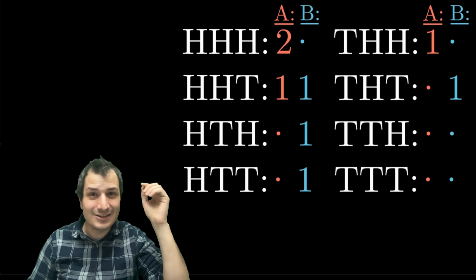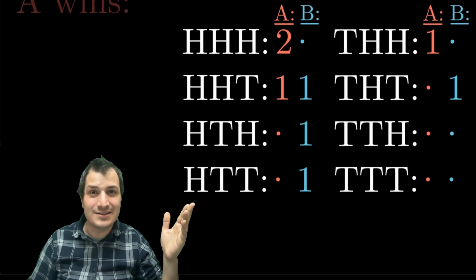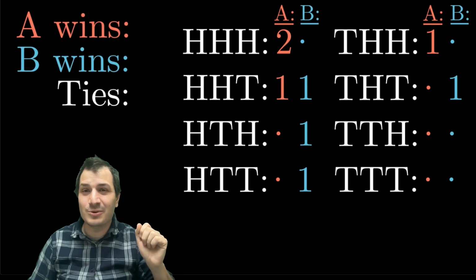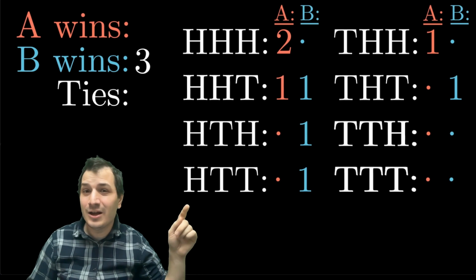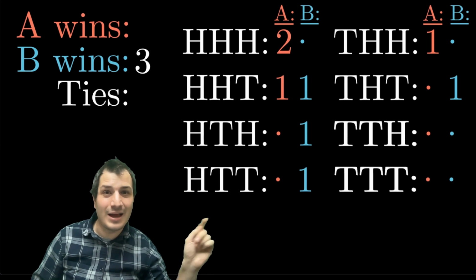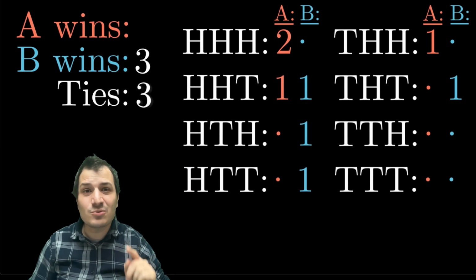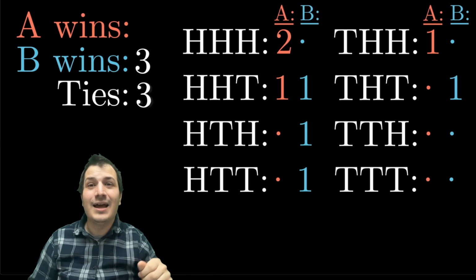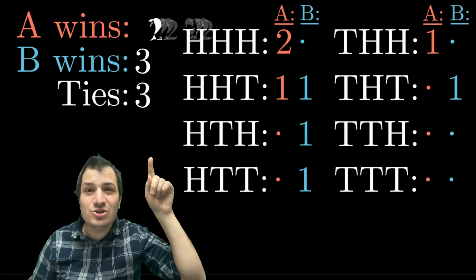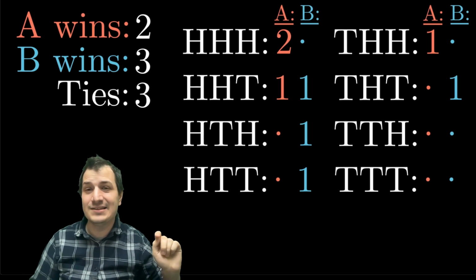So let's take a look at the final tallies here. How often does Alice win? How often does Bob win? And how often is it a tie? Well, there's 3 places where Bob won. Those are all 3 places where Alice scored 0 and Bob scored 1. There's 3 places where there's a tie. 2 of them, they both scored 0, and in one of them, it was 1-1. And last but not least, Alice only wins in 2 different outcomes, in heads, heads, heads, and in tails, heads, heads.